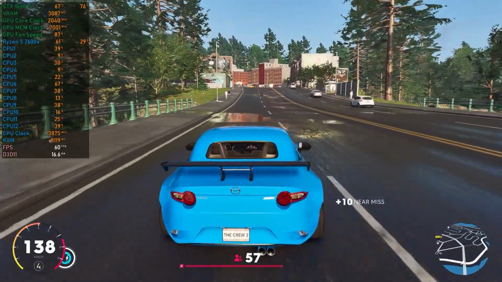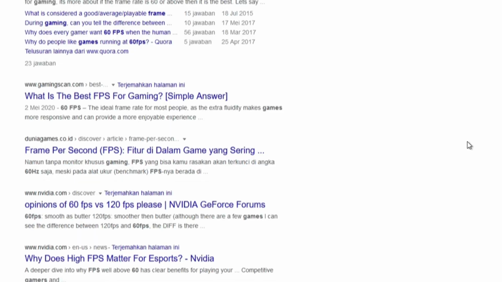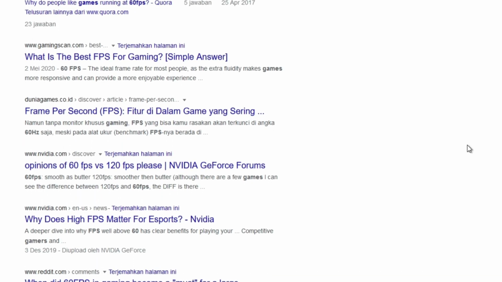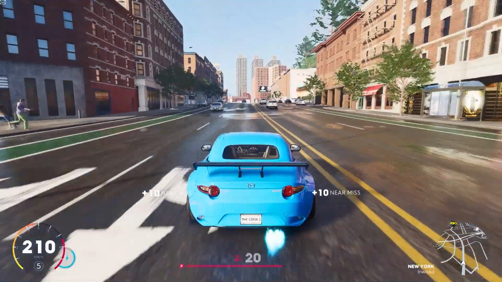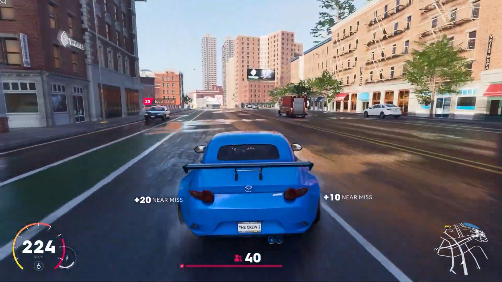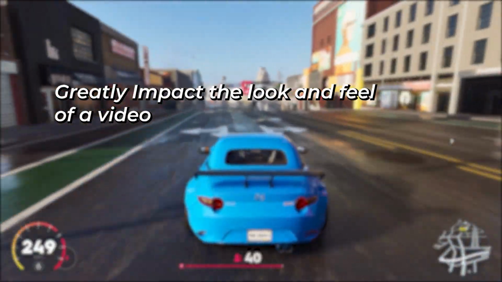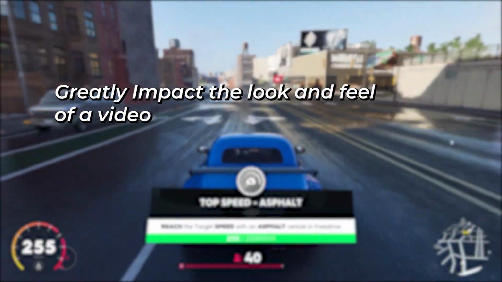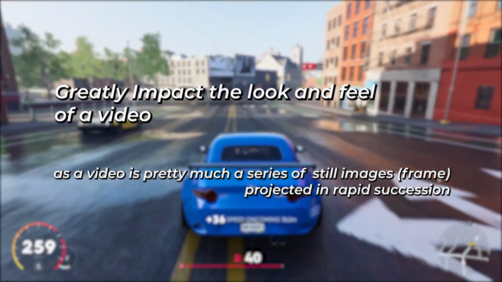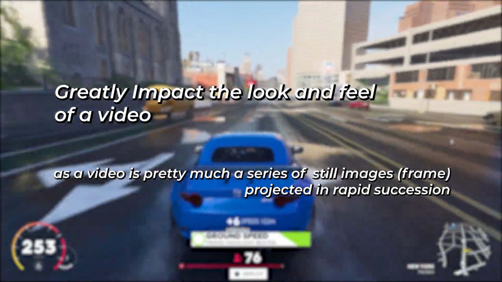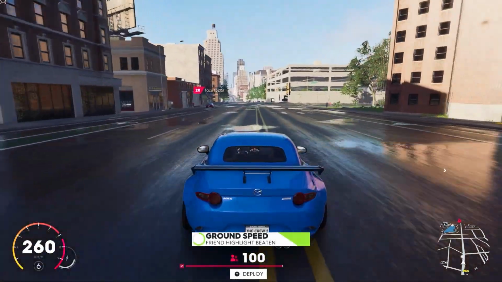Alright then, 60 FPS. Why is this the number? Why is this amount of frames per second the most talked about and desirable standard in a modern video game? Before we delve deeper into the topic, we need to know about frame rate. Frame rate is something that greatly impacts the look and feel of a video. After all, a video is pretty much a series of still images projected in rapid succession, and depending on the content on the said media, some amount of frame rate will be better than the other.